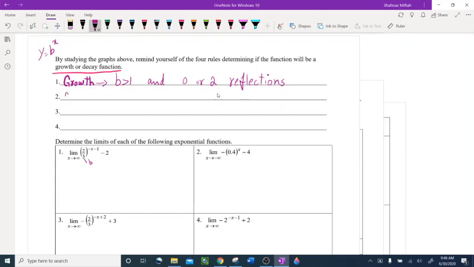Okay, then we have another growth. If b is less than 1 or greater than 0 and 1 reflection.